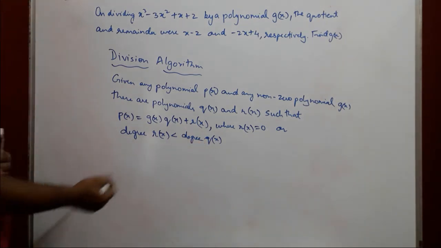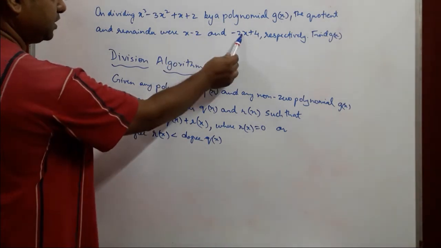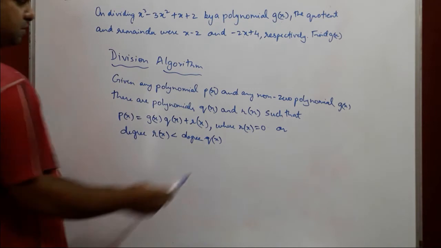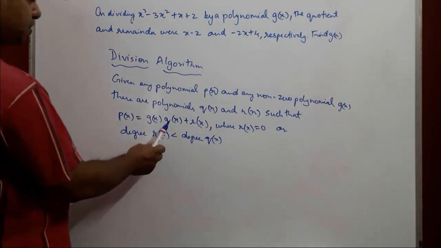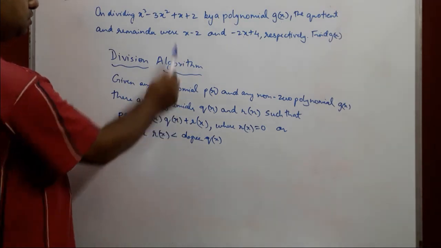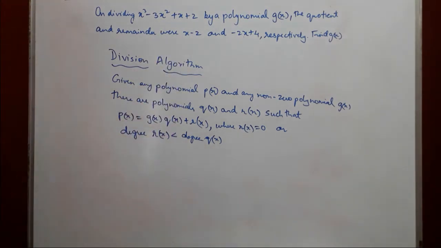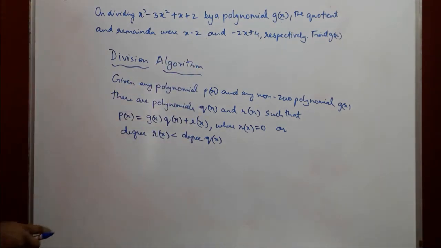That means the degree of the remainder needs to be less than the degree of the divisor. It should be either 0 or less than that. So that is the division algorithm.